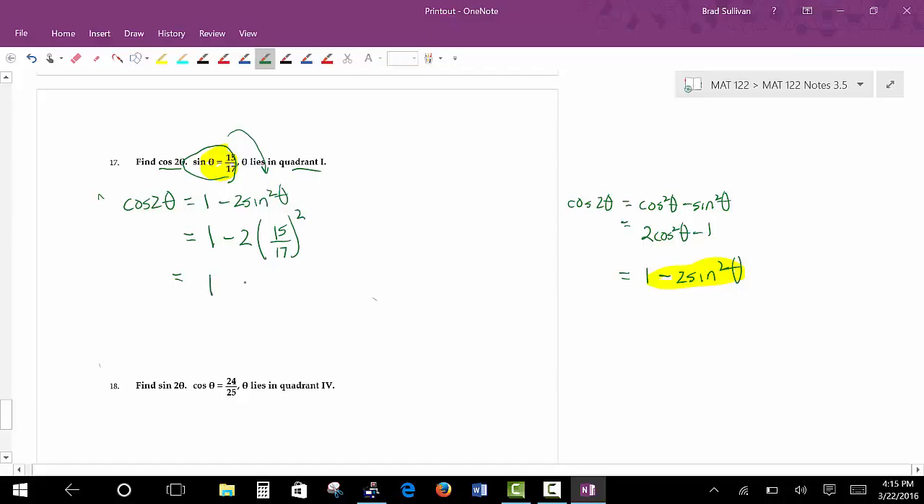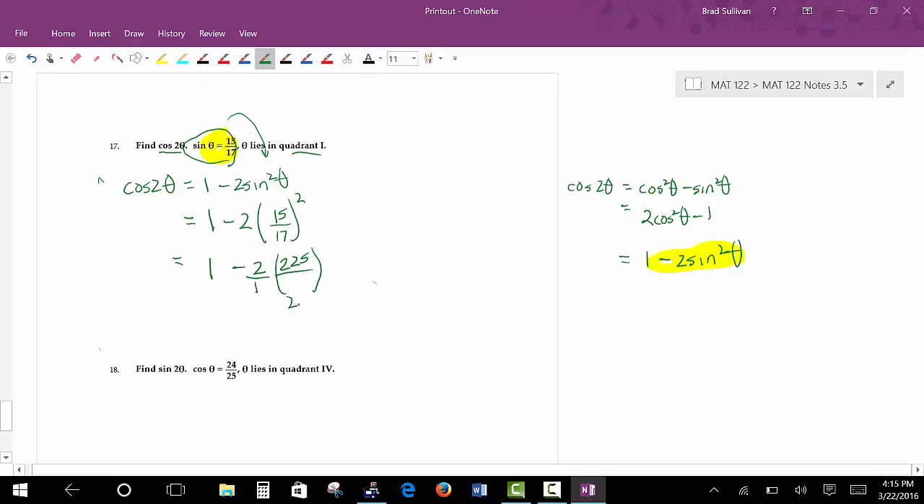So that's going to be 1 minus 2. I'm going to put the 2 over 1, and then I'm going to square this on my calculator. So 15 squared is 225. 17 squared is 289.